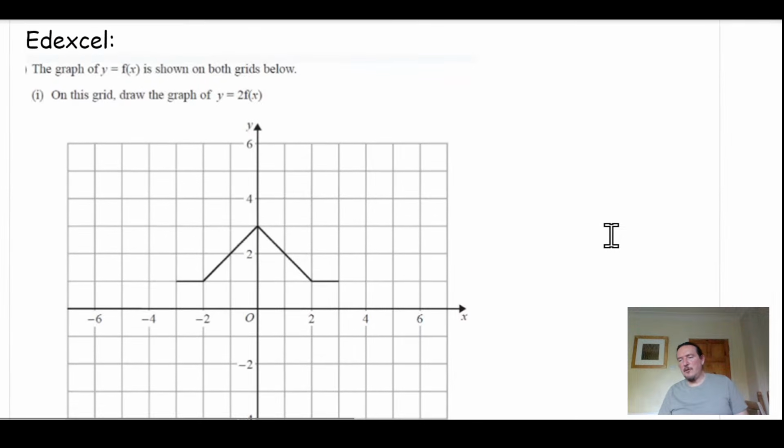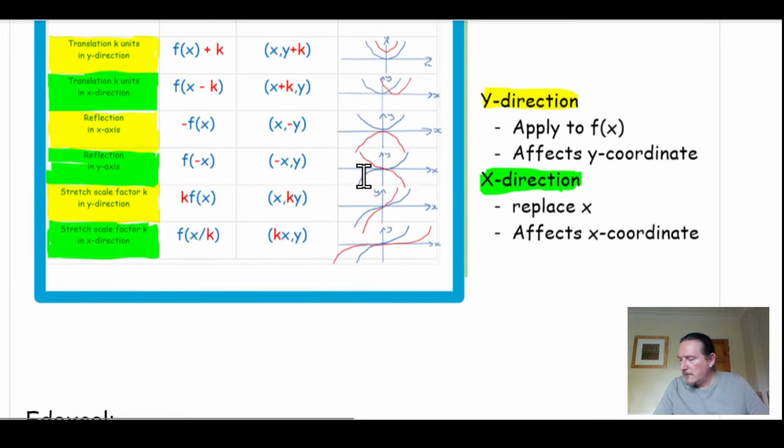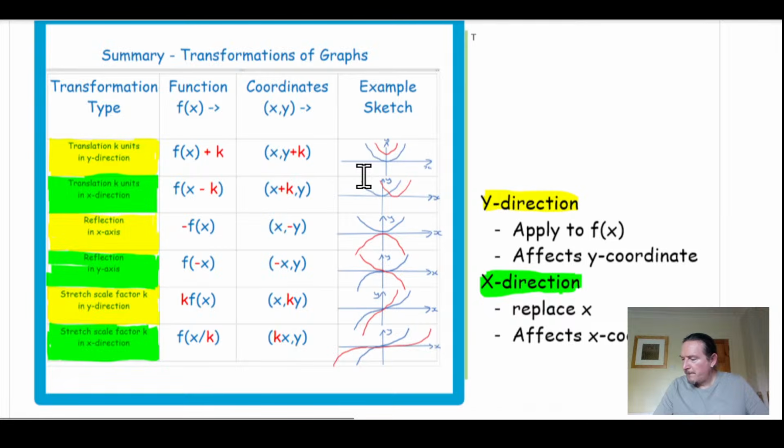So this EdExcel question: the graph of y equals f of x, some function in x, is shown on both grids below. I've got the first one here. On the grid, draw the graph of y equals 2f of x. So we've got our function f of x here, and we are doubling it. There's a little 2 in front of it. If you have a look at our little table up here, f of x goes to a multiple of f of x, that's this one here, kf of x. So it's a stretch scale factor k in the direction of y.